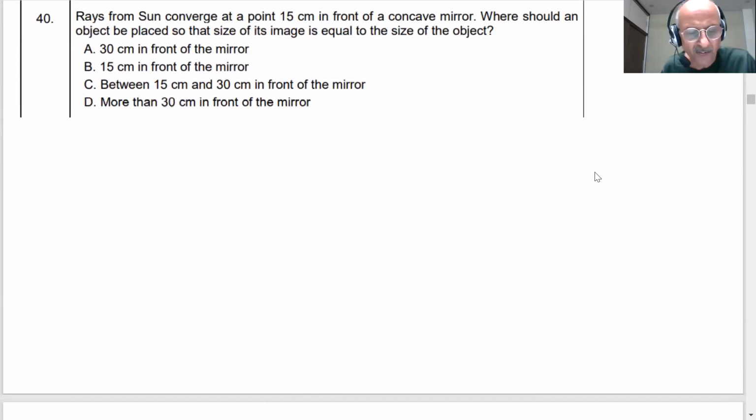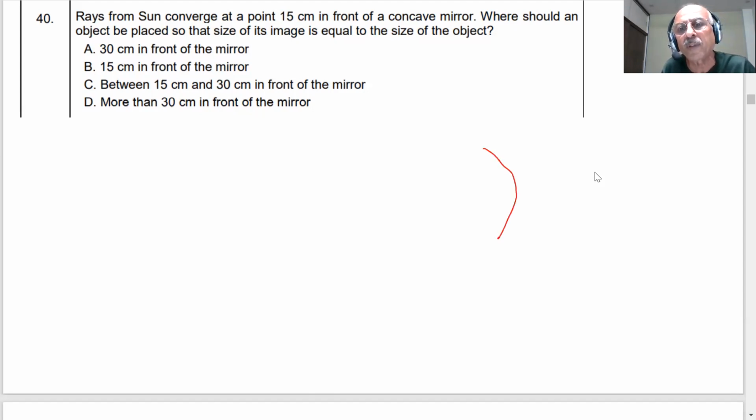Question number 40 is coming on the screen, student. Pay attention. Be careful, student. The information should be read very carefully, and you try to draw the pictures and then you will get an answer. Rays from the sun converge at a point 15 centimeter in front of a concave mirror.